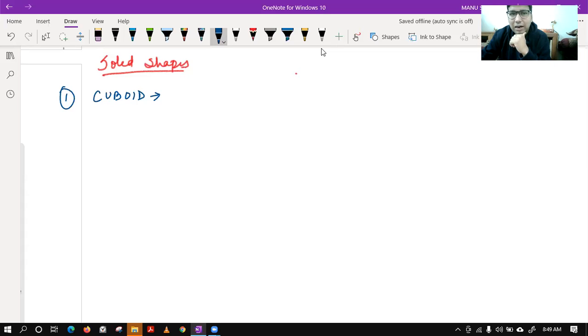Cuboid is like a stack of A4 sheets. It is not a definition, please, just for your understanding I'm telling you. If you keep a stack of A4 sheets, you will obtain a cuboid. You all have seen that ream that you purchase for the printouts, for the photocopies. Yes, class. You all have seen that. Please confirm at least.